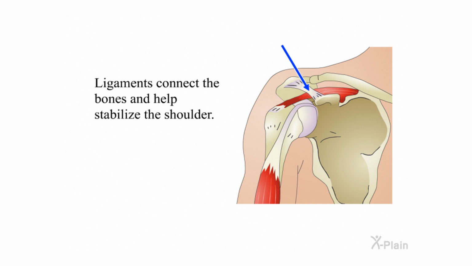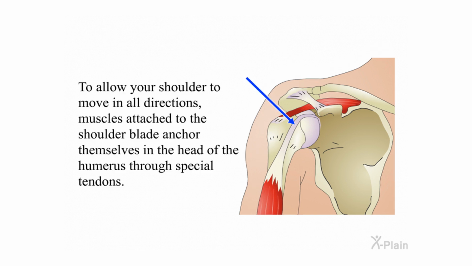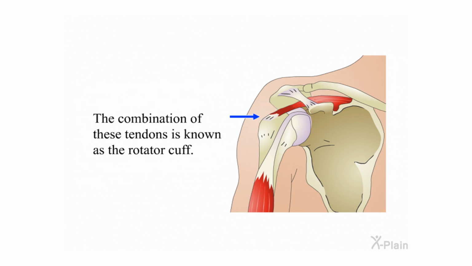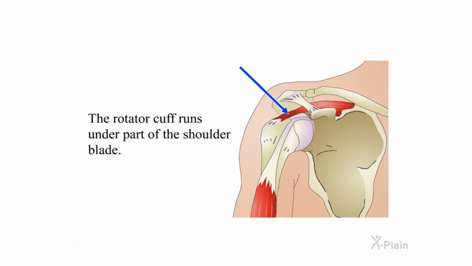Ligaments connect the bones and help stabilize the shoulder. To allow your shoulder to move in all directions, muscles attached to the shoulder blade anchor themselves in the head of the humerus through special tendons. The combination of these tendons is known as the rotator cuff. The rotator cuff runs under part of the shoulder blade.